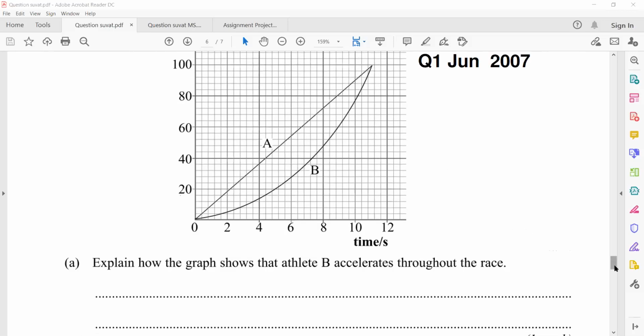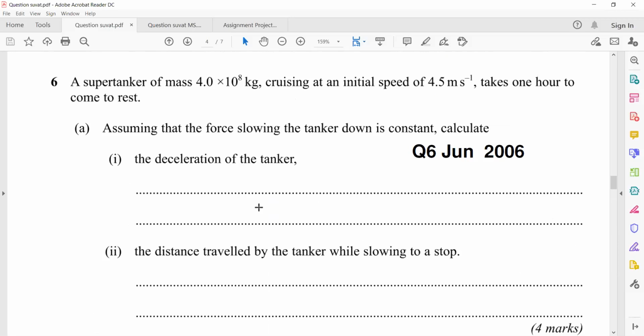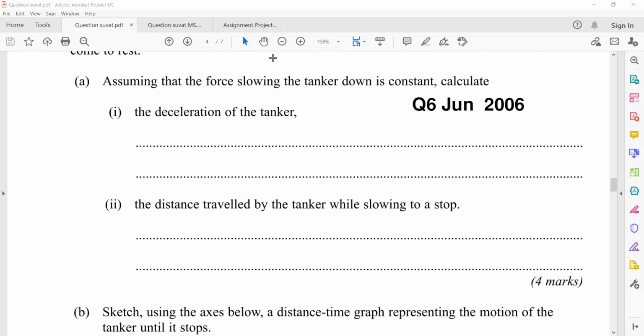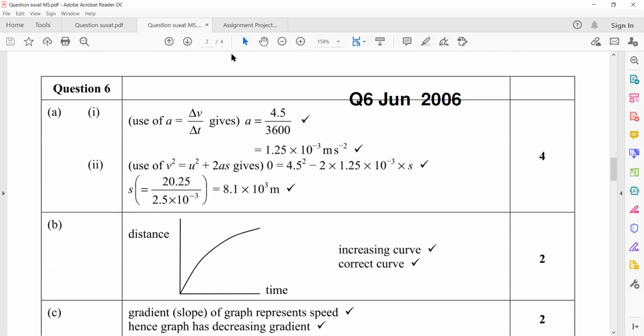Yes, you can mention the axes as the values are there. You can have the distance here. For example, when you calculate the distance traveled, it was 8.1 exponent 3. So 8.1 exponent 3 is the maximum distance, and the time it took to complete the journey is 3600, and you can complete your graph.